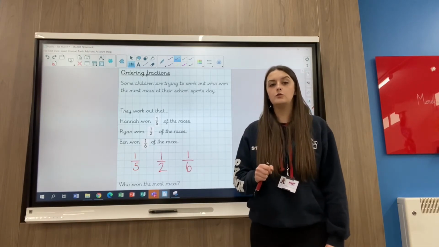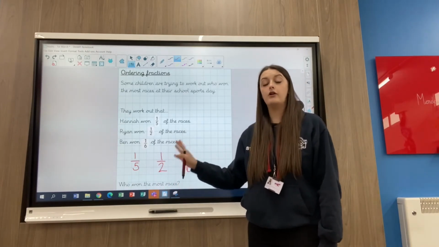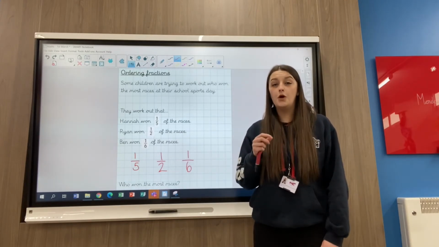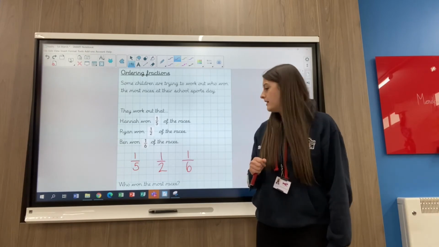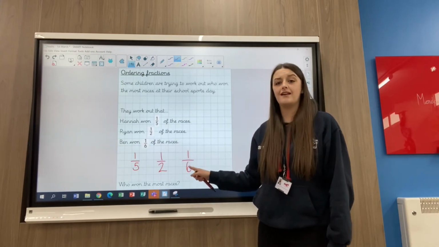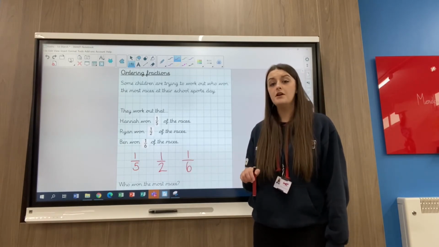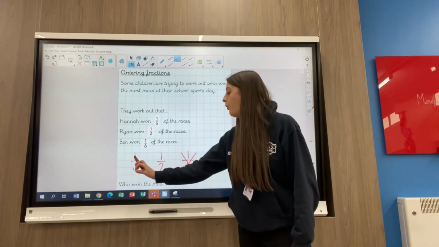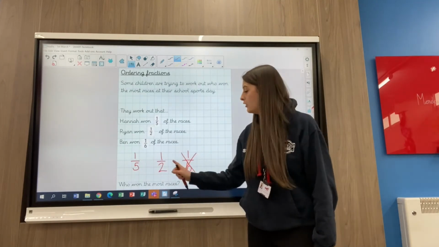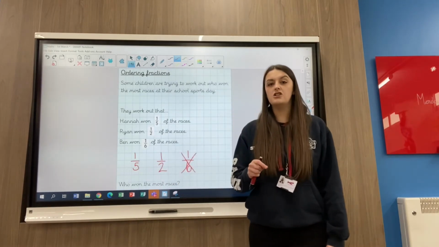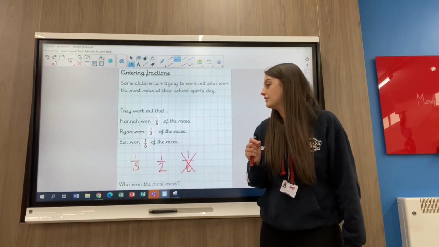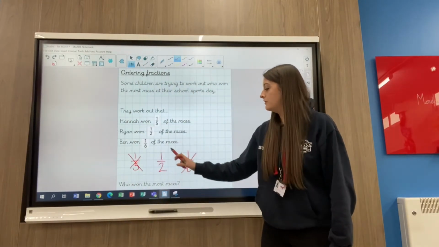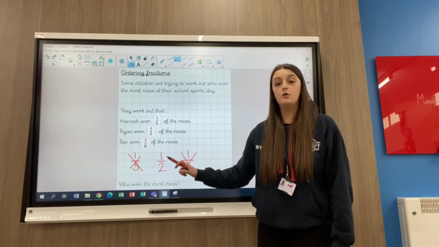Now remember our rule for comparing fractions that have got different denominators. The bigger the denominator, the smaller the fraction actually is. So the biggest denominator there is 1/6. I've got 6 as my denominator. So that's going to be the smallest fraction, okay? Then I've got 1/5 and 1/2. Now if I look at 5 and 2, the bigger the denominator, the smaller the fraction. So 1/5 is out.